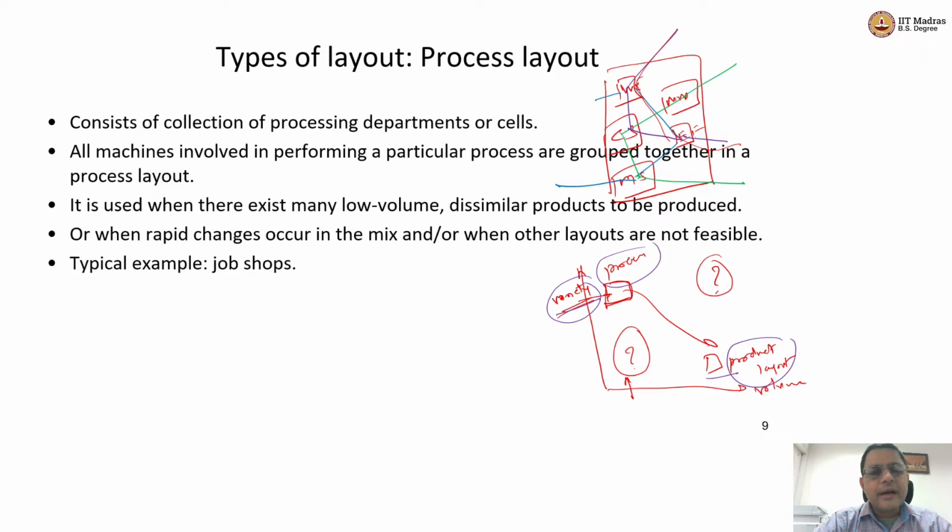Since this person is a contract manufacturer, it doesn't make sense for them to have an assembly line. It doesn't make sense to have a product layout, because every contract may be different. Every time a new contract comes, they cannot rearrange the machines and put them in a sequence. Therefore, the best possible layout is actually the process layout. So that's your process layout.